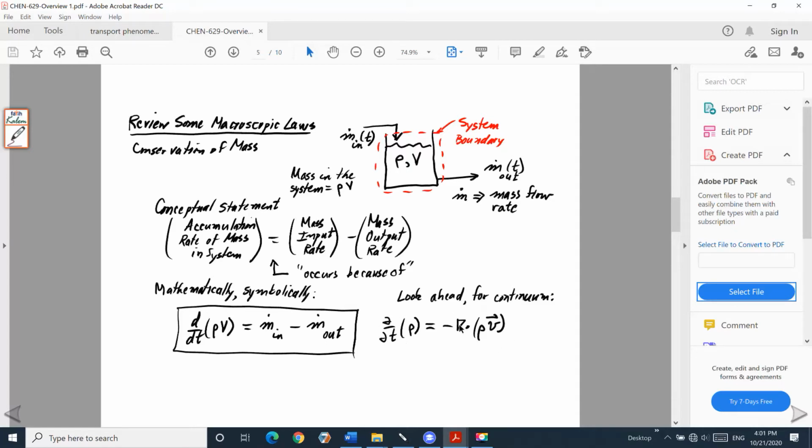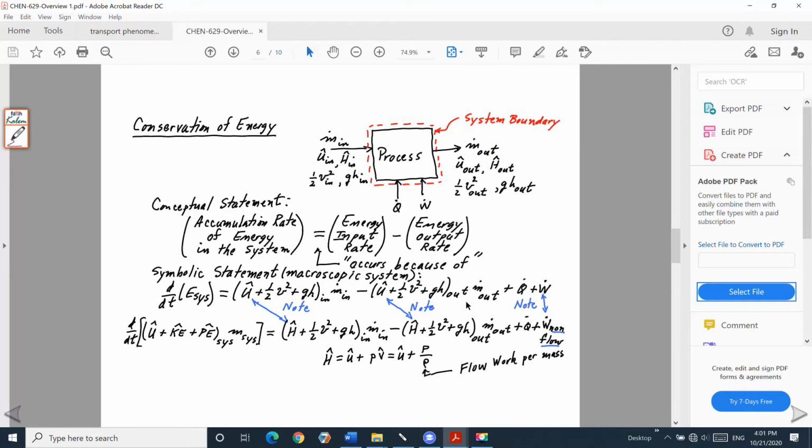We call this the del operator. I will define this later, in the overview. And this is the difference between the two levels. Basically, we call this the integral equation, the integral mass balance. We call this the differential mass balance, and we call this the continuum.